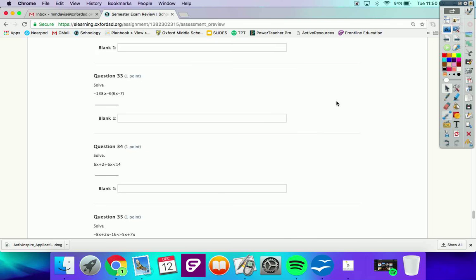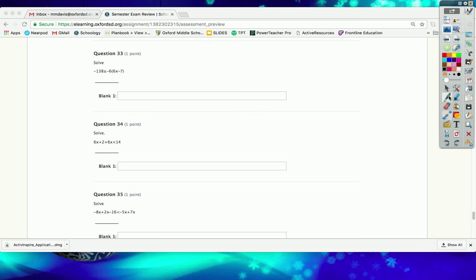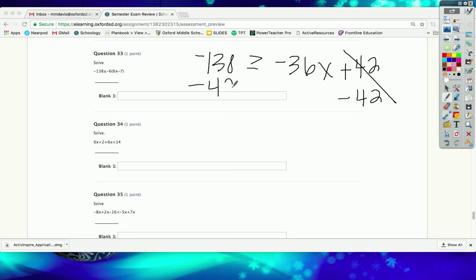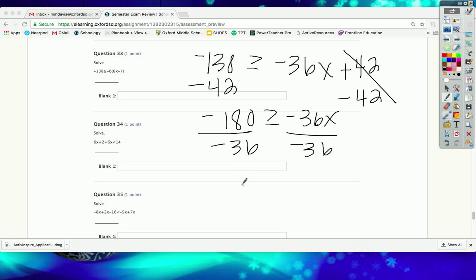Number 33. First order of business is to distribute. I've got negative 138 is greater than or equal to negative 36x plus 42. When I minus 42 from both sides, I have negative 180 is greater than or equal to negative 36x. When I divide both sides by negative 36, I do believe it gives you 5, but now instead of less than or equal to, because I divided by a negative, it is going to flip to be greater than or equal to. X is greater than or equal to 5.